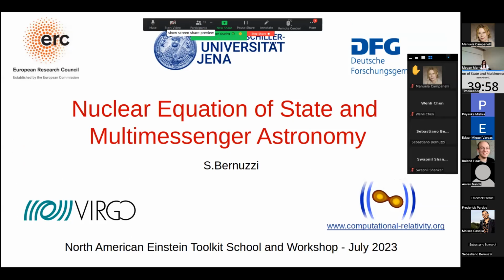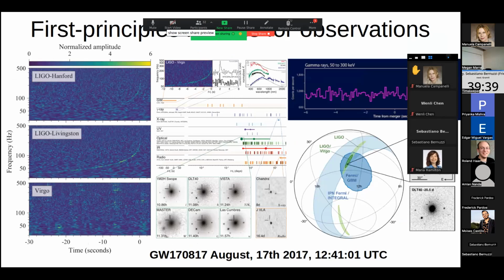So the organizer asked me to talk about the nuclear equation of state and multi-messenger astronomy. This is, of course, a very vast topic, which I'm not going to tackle in its full complexity and all the details. I will mostly focus on my work and the work of my group, and on what we have learned from the observation of binary neutron stars, which of course you all know about.